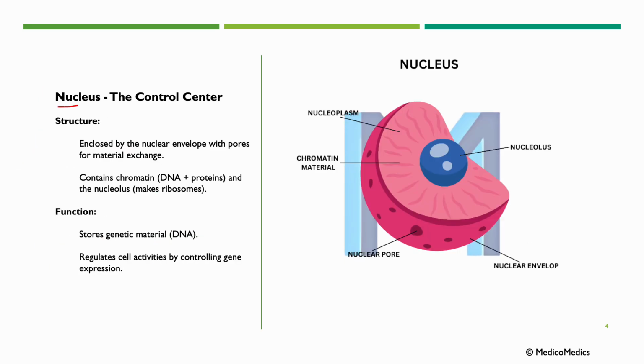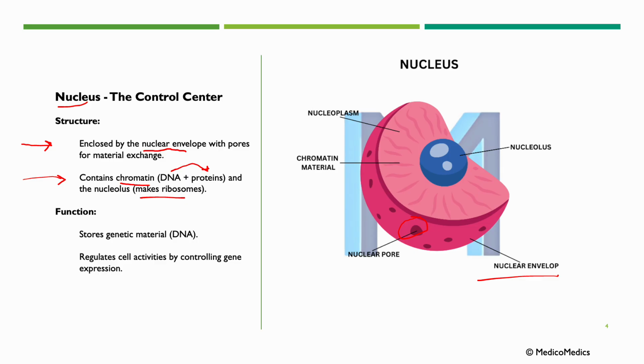Now let's begin with the nucleus. Now, what is the structure of the nucleus? Well, it's enclosed by the nuclear envelope with pores for material exchange. The nucleus contains chromatin, which is DNA and proteins, and the nucleolus makes ribosomes.